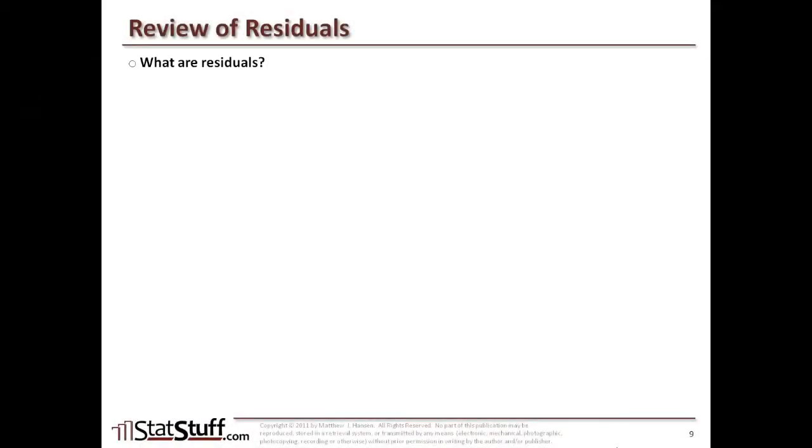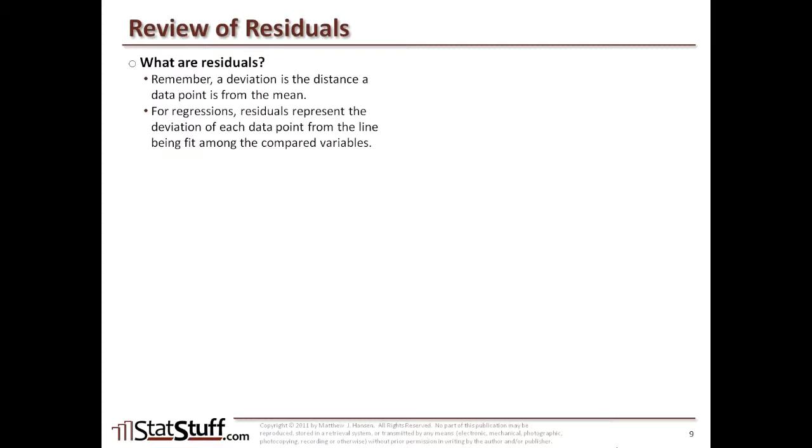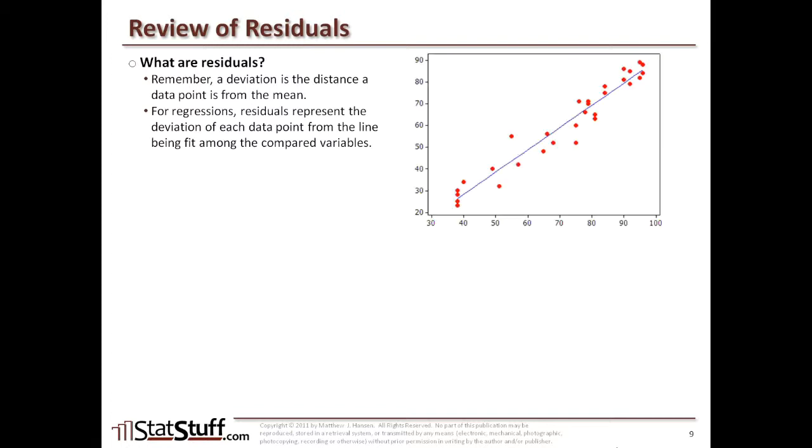Well, to answer what are residuals, if you recall, we'd say a deviation is the distance a data point is from the mean, how far each of those different observations are from the mean, or that average. Well, for regressions, residuals represent the same kind of thing. It's a deviation of each data point from the line that's being fit among the values that you're comparing.